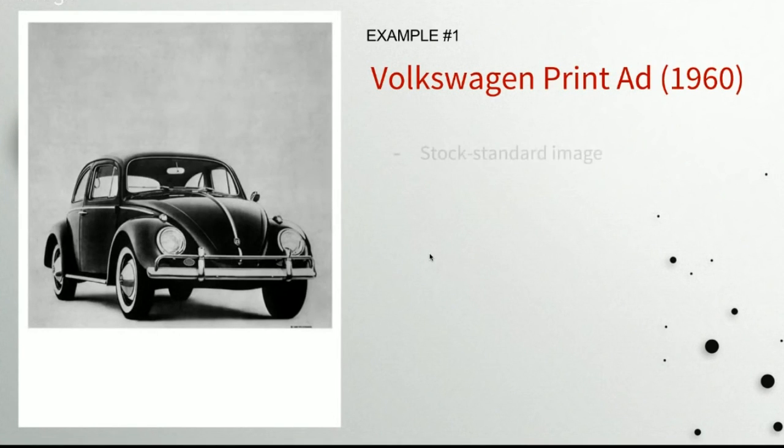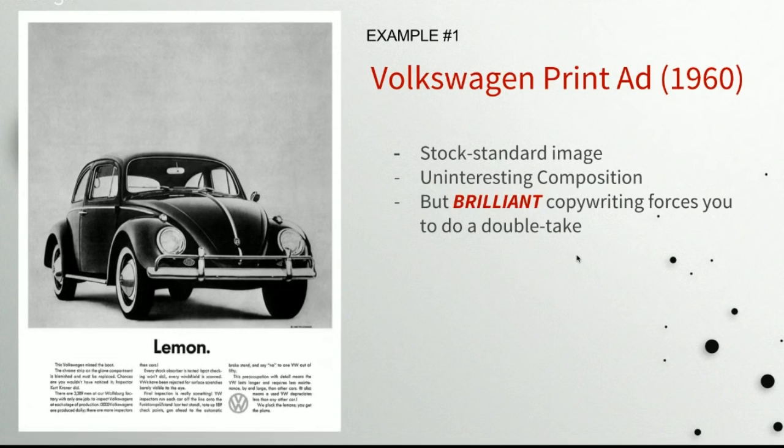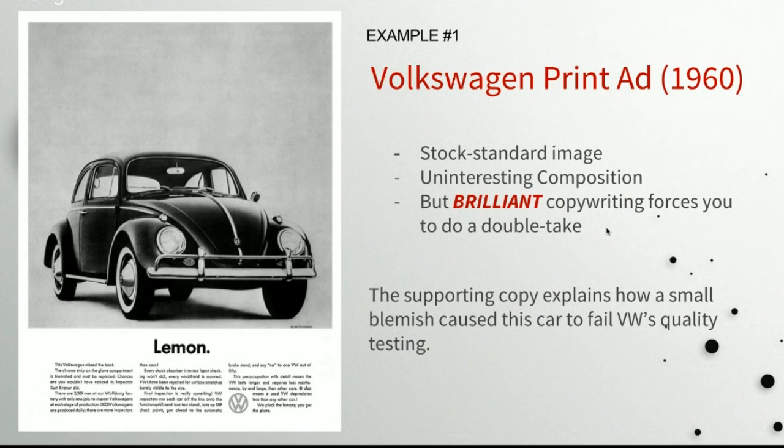And as you can see, it's a very stock standard image of a car. There's nothing particularly interesting about the composition or the layout or the lighting or the background or anything like that. But brilliant copywriting forces you to do a double take when you see it. And the copy is simply the word "lemon," and nearly anyone would see that and need to read the rest to find out why they had that word underneath that particular image. And the supporting copy explains how a small blemish caused this car to fail Volkswagen's quality testing.